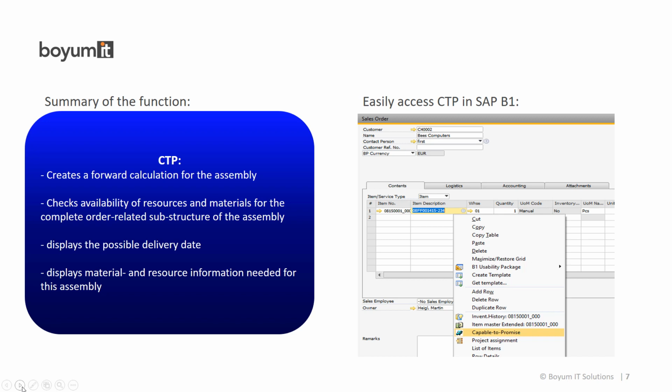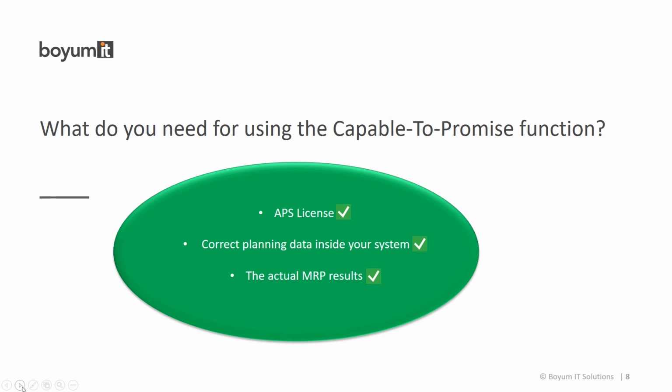Finally, what do we need for using the Capable to Promise function? In order to start it, you need to have an APS license. You also have to get correct planning data inside your system, and you need the actual MRP results.